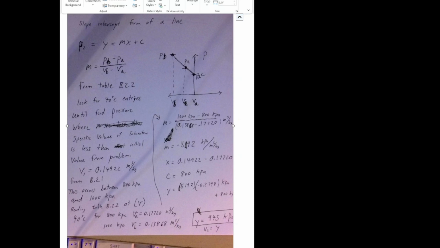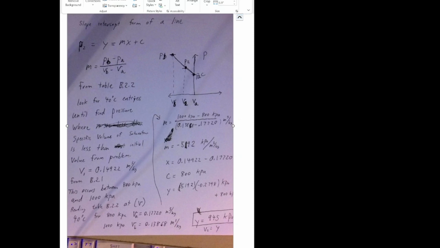specific volume of saturation is at that point, which I called VA. And then here's the other entry. This is at 1,000 kilopascals, specific volume of saturated vapor, VB here. Okay, so this is the slope. Here's that x value, which is where we're trying to find it, in this case V2, trying to find that pressure, and add it to C here. Okay, and that's the constant which we start with. All right, at least this is how I approached it.